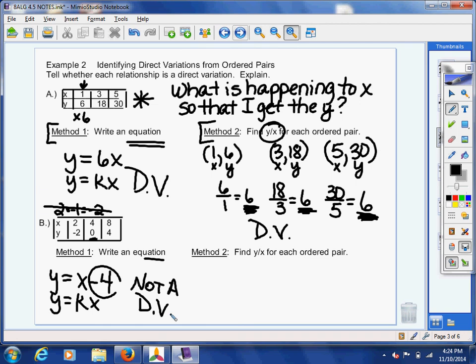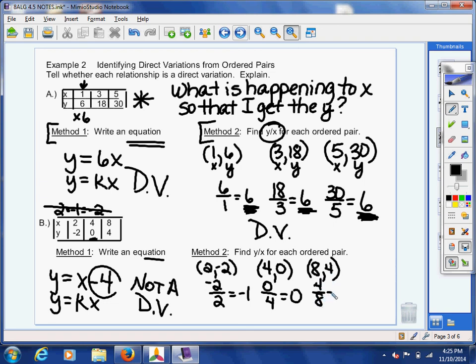Now my favorite way is to do y over x. So here's our first point, 2, -2. And you just do y over x. And my first ratio is, of course, -1. Our next point is 4, 0. So let's do y over x. Now, I already can see we have a problem. We didn't get the same ratio. I got -1 in the first one and 0 in the second one. And if you do the third one, you'll see the point 8, 4 is 4 over 8, which is a half. They're all different. This is not a direct variation.